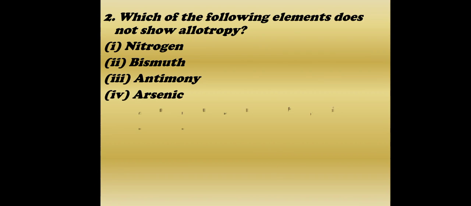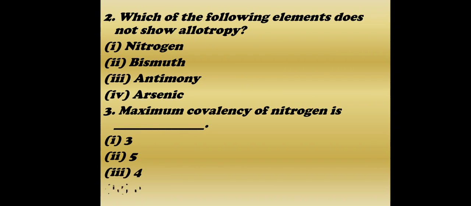Which of the following elements does not show allotropy? Nitrogen, because the nitrogen triple bond is quite stable. The maximum covalency of nitrogen is 4, we have seen already.